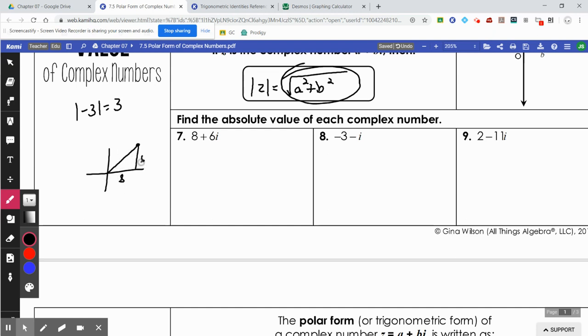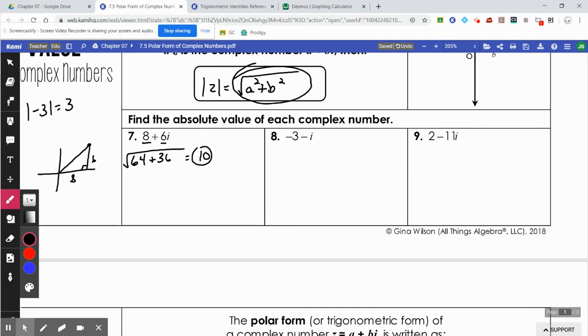So if this is 8 and this is 6, you can simply do a squared plus b squared equals c squared. The absolute value is going to be the square root of 64 plus 36, which is the square root of 100, or 10. And that is a triple. 8, 6, 10 is a triple. To find the absolute value here, it's going to be the square root of a squared, which is 9, plus b squared, that's -1 squared, which is 1.